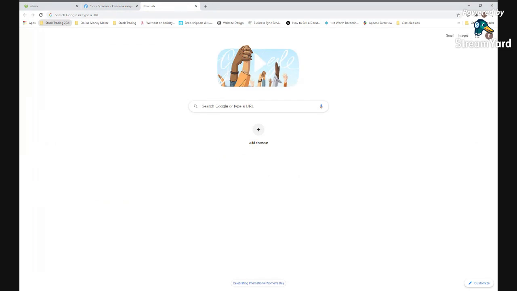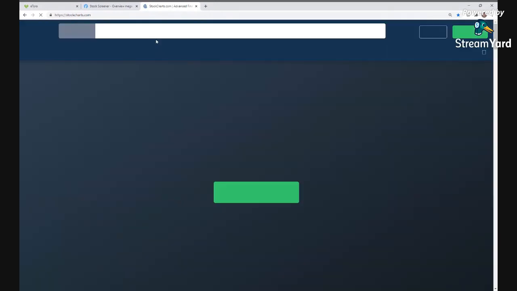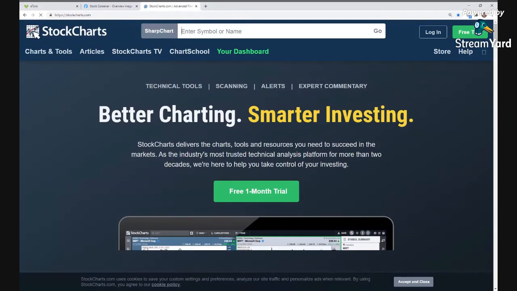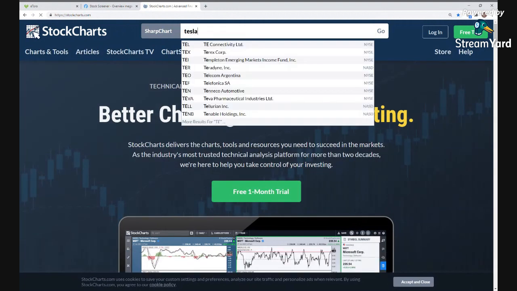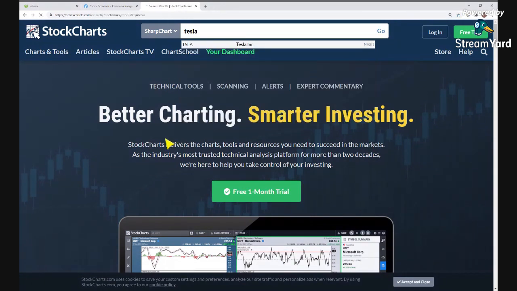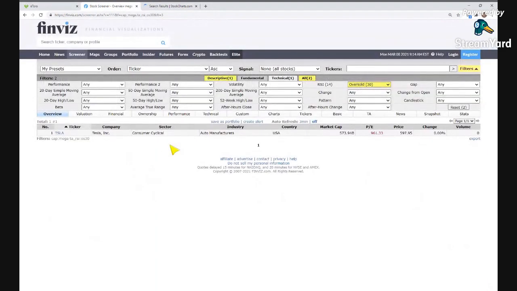I go to a website here, stockcharts.com. It's a free website. I just go into this and I put in the stock name, Tesla, and go. This is a free website that will show you the RSI model. And that's just loading up there. So Tesla there.